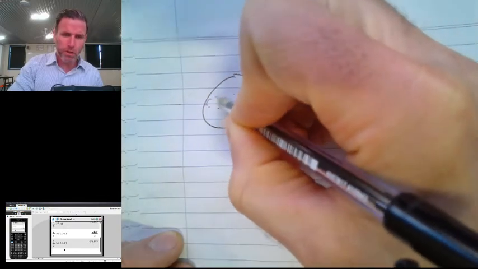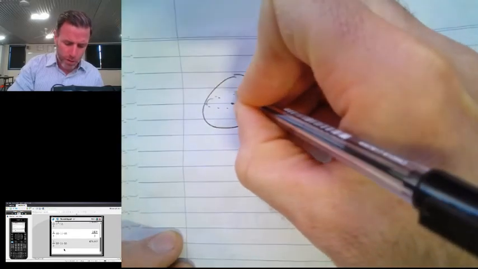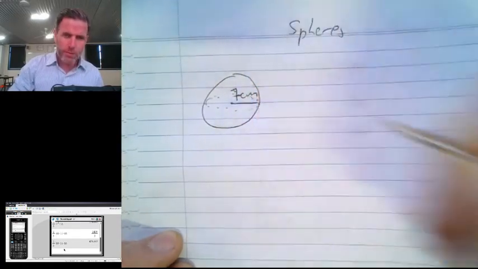I'm going to look at the total surface area to begin with, right? So the radius of the sphere, I'm going to call it 7 centimeters.